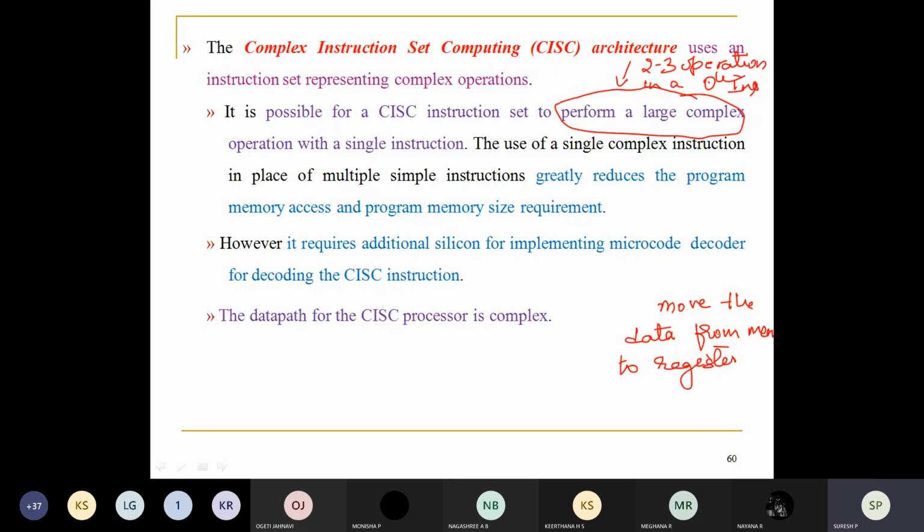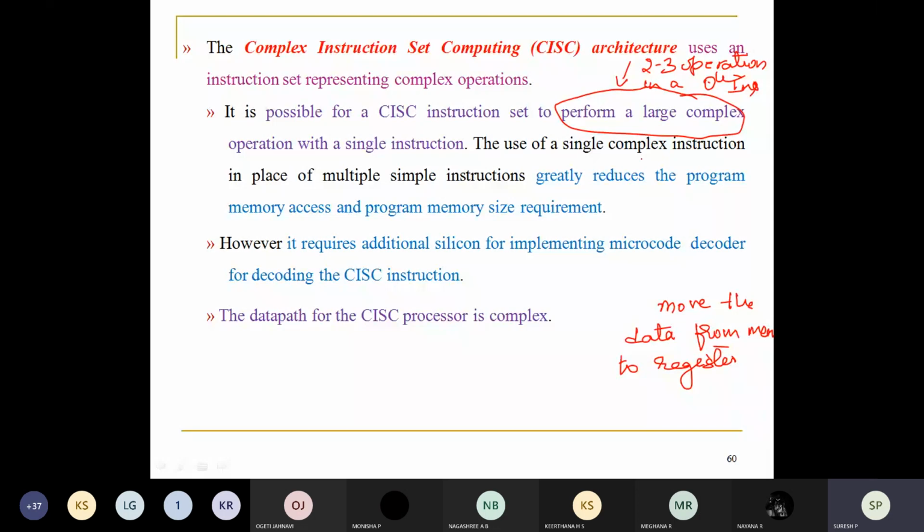Now what is the problem you are going to have? There is the use of a single complex instruction, which is going to be replaced by multiple simple instructions. Instead of multiple operations, it is going to do a single operation. If you do a single operation, the number of cycles consumed to execute that instruction will increase. But the program size will get reduced. It will reduce the program memory access and program memory size.